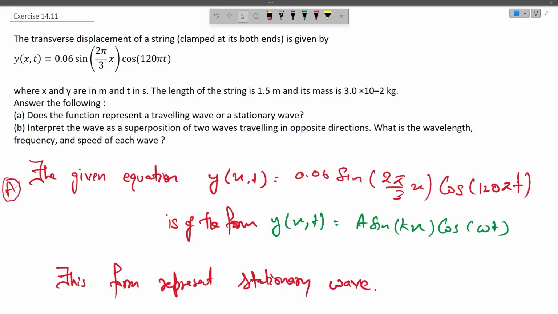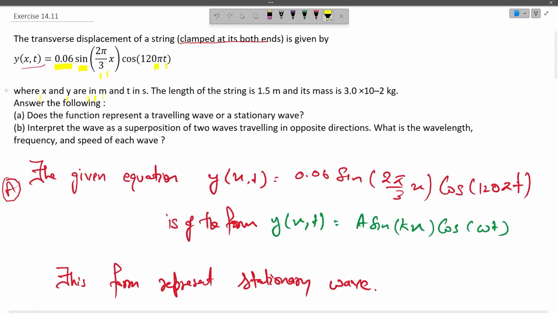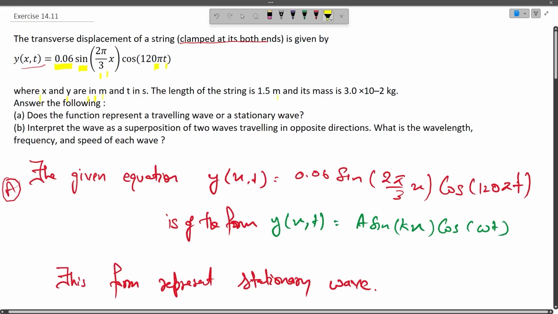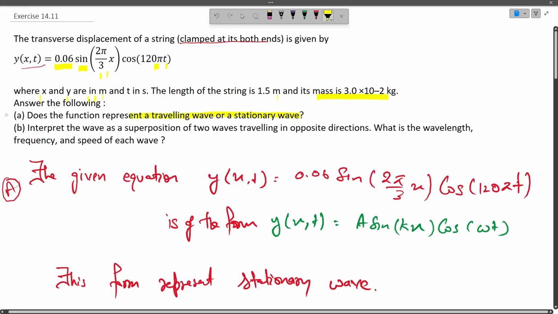The question says that the transverse displacement of a string clamped at both ends is given by y(x,t) = 0.06 sin(2π/3 x) cos(120π t), where x and y are in meters and t is in seconds. The length of the string is 1.5 meters and its mass is 3 × 10^-2 kg. Answer the following. Does the function represent a traveling wave or a stationary wave?